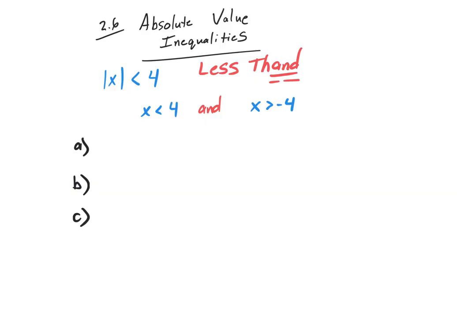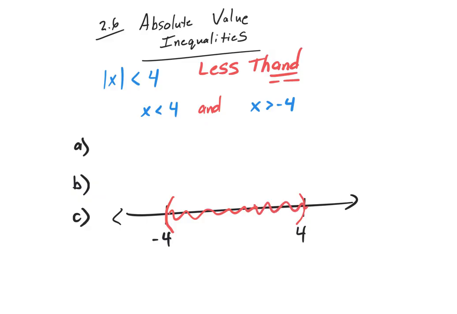And what we've talked about is I really like to do the number line first. Make sure you put -4 further to the left. So it's going to be greater than -4, so I'm going to put a parenthesis opening to the right. X less than 4, I'm going to put a parenthesis opening to the left. And then we're going to shade everything in between those two. And that would be our graph.